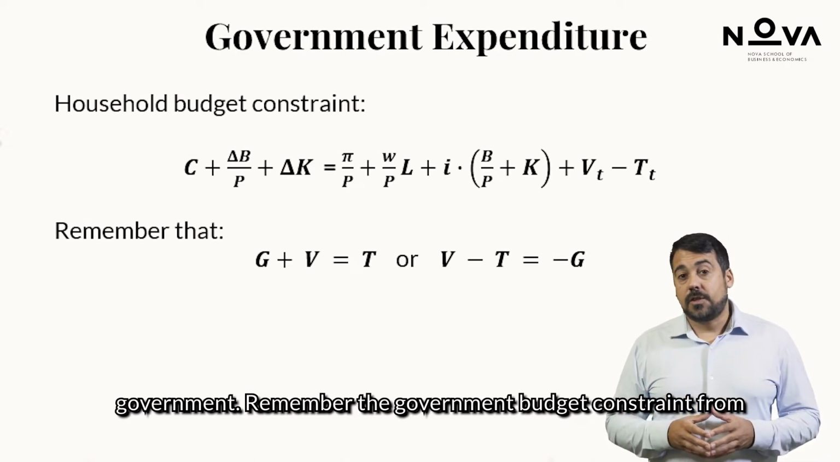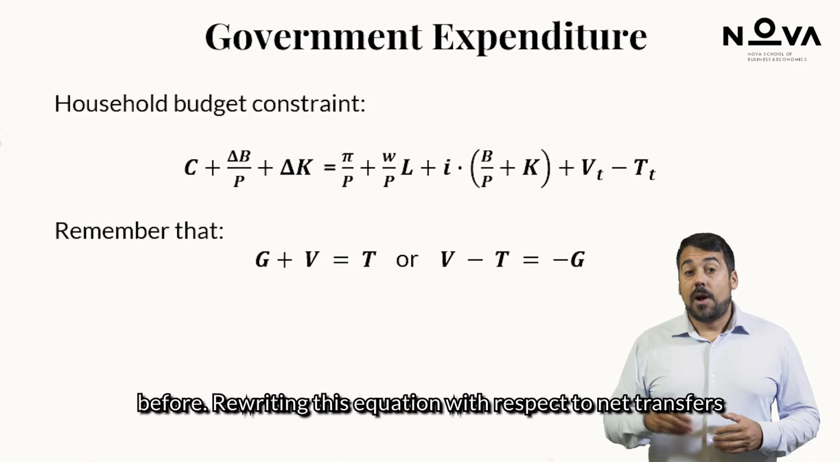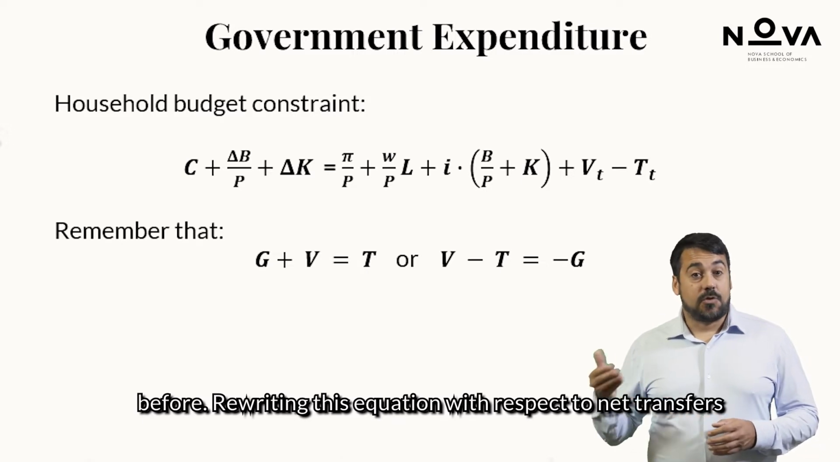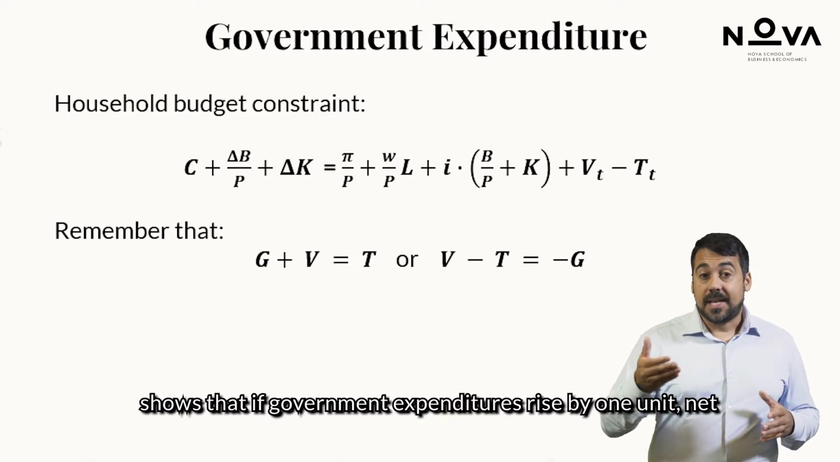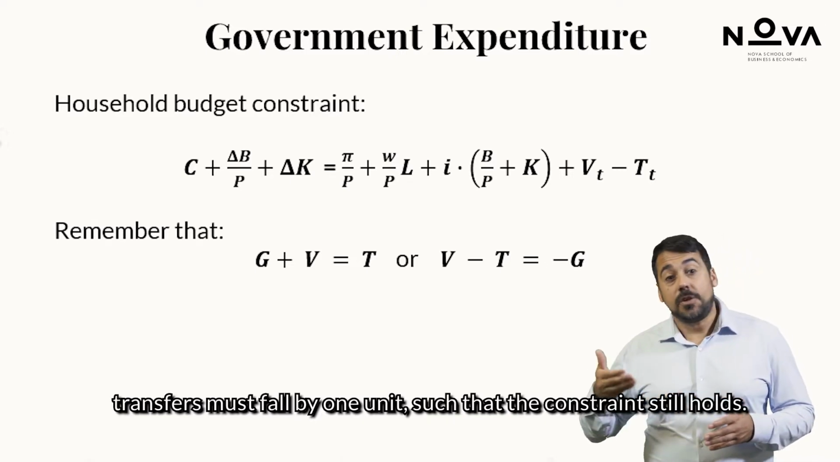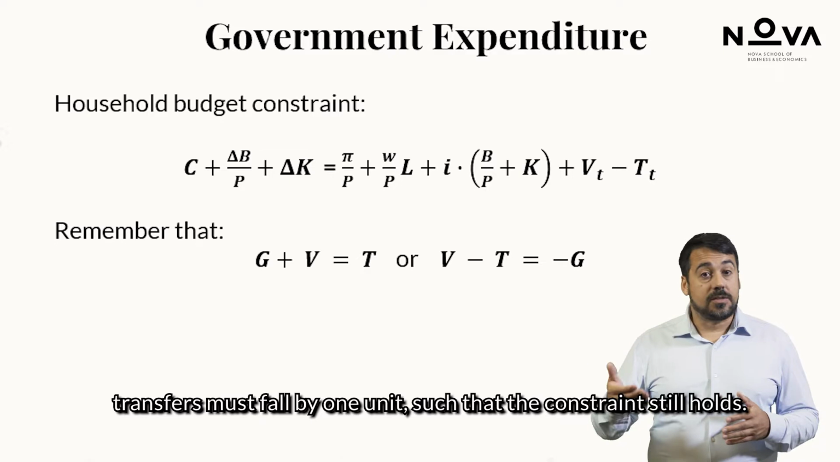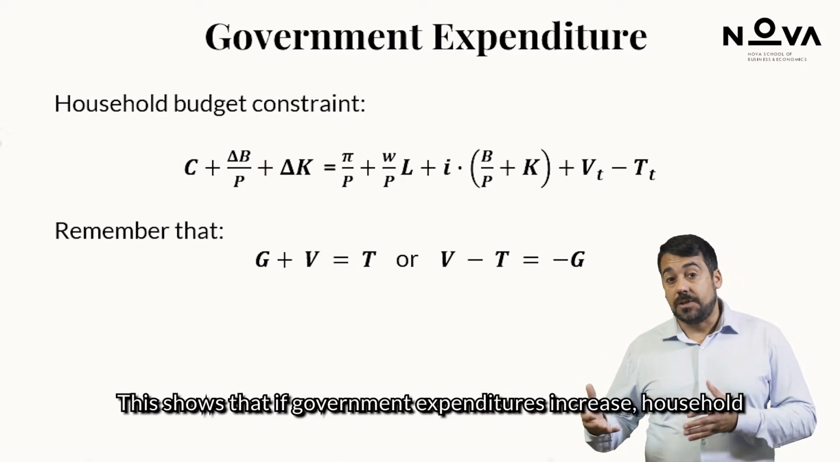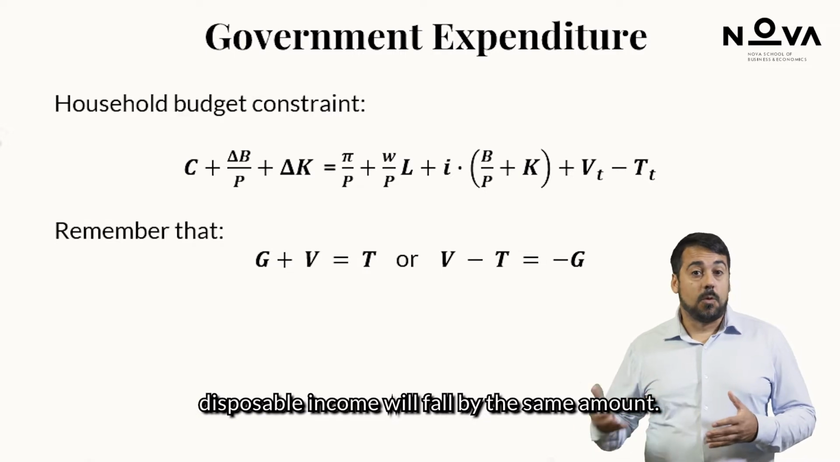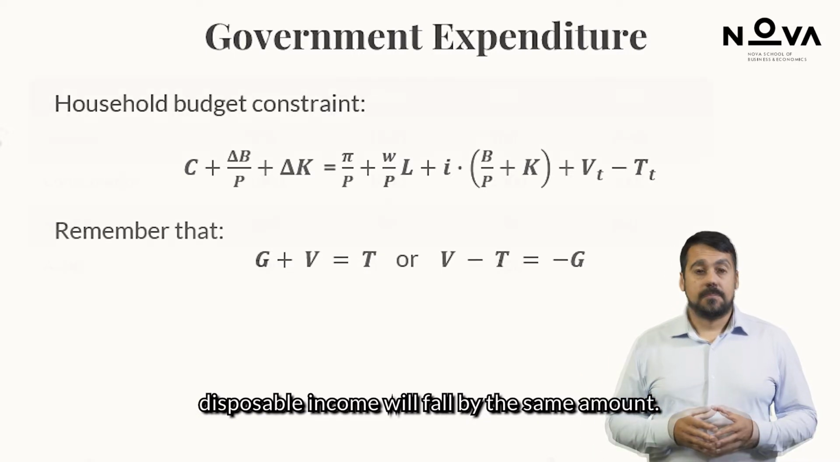Remember the government budget constraint from before. Rewriting this equation with respect to net transfers shows that if government expenditures rise by 1 unit, net transfers must fall by 1 unit, such that the constraint still holds. This shows that if government expenditures increase, households' disposable income will fall by the same amount.